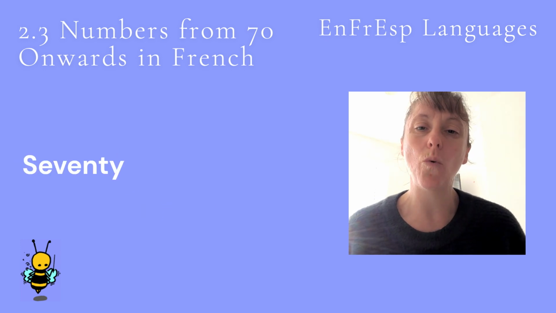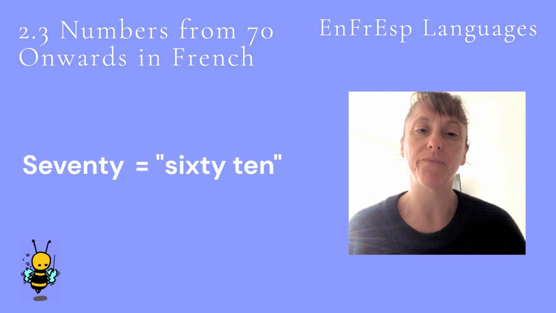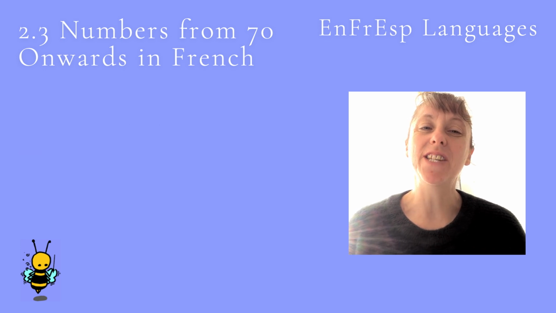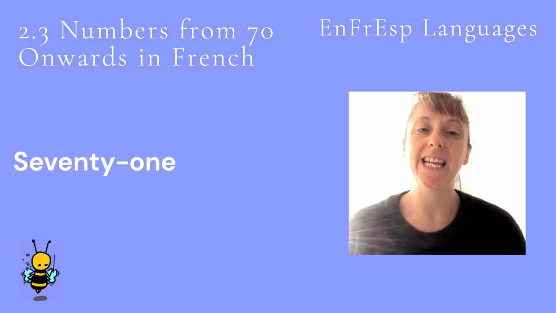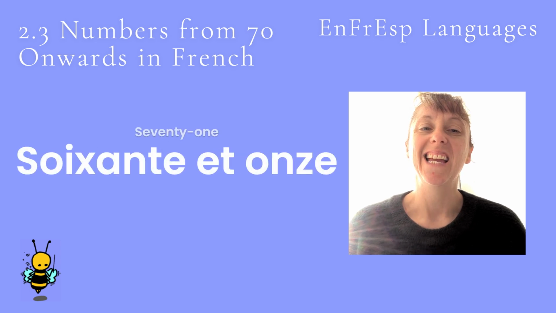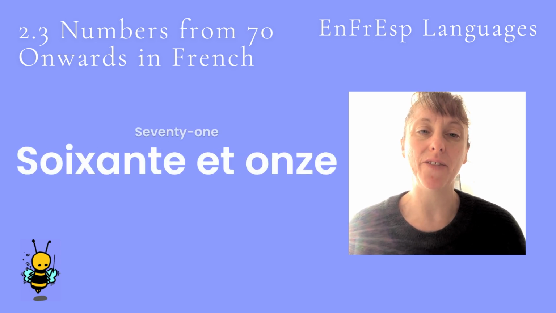There is no single word meaning 70 and therefore we have to say 60-10. As you will hopefully recall, 60 is soixante and 10 is dix, therefore 70 is soixante-dix. Let's hear it again. Soixante-dix. 71 translates to 60 and 11, which is soixante et onze. This is the only number in the 70s that is not hyphenated. Let's hear it again. Soixante et onze.